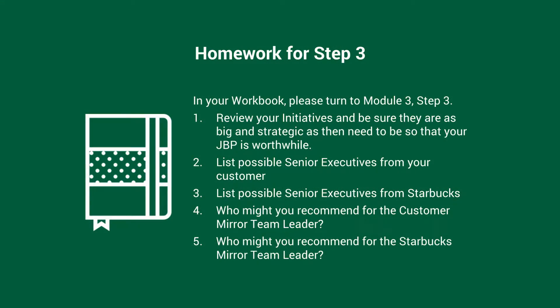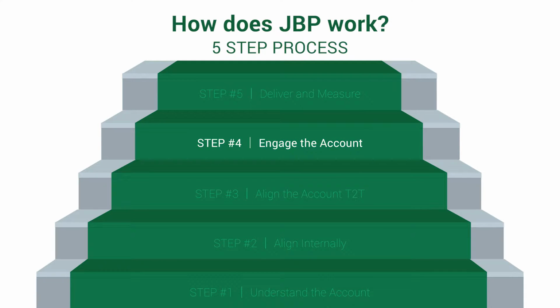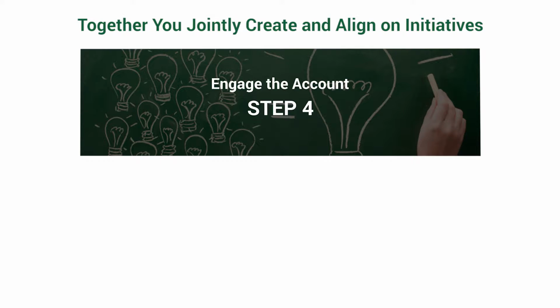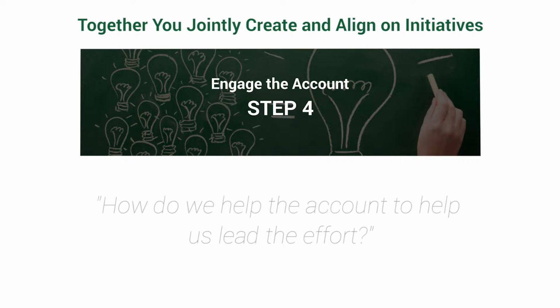Okay, now you have a pretty clear understanding of what the initial top-to-top is and how it works and why it's so important. We'll talk about homework for Step 3 after we finish this module. So let's move on to Step 4, engage the account. Step 4 is when you and your team begin to work with the account, specifically the mirror team, to jointly create and align on initiatives. This step answers the question, how can we help the account to help us lead this initiative?